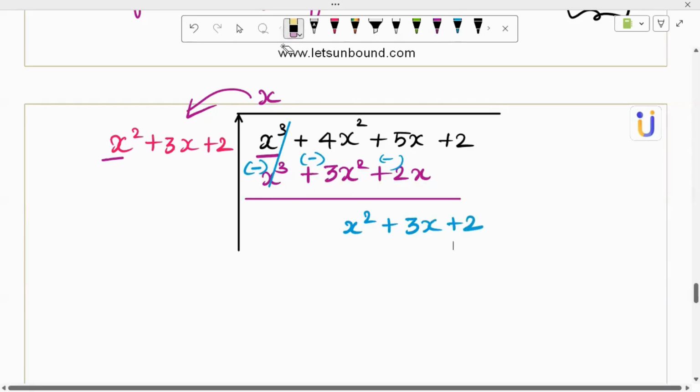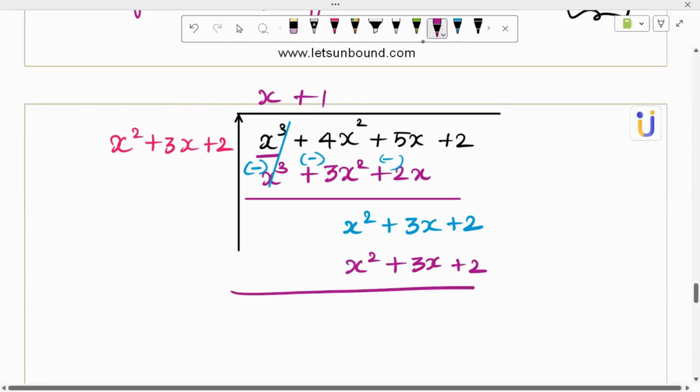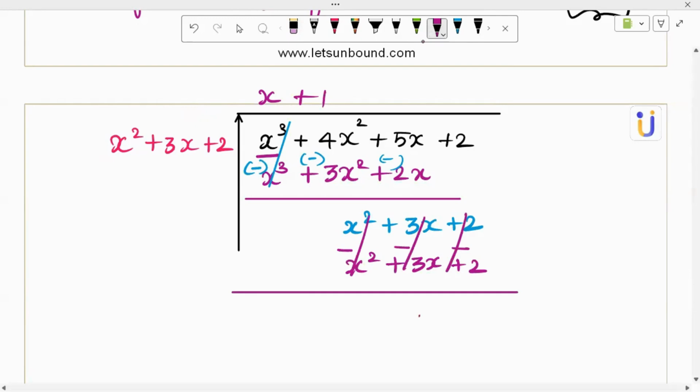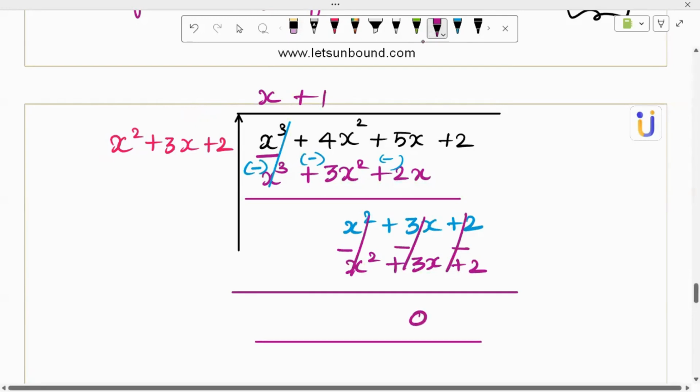And exactly the divisor and this are the same. So you just put a 1, and you will get x square plus 3x plus 2. Of course, here we should get the remainder 0, because this is a factor. All of them get cancelled. And the third factor is this.